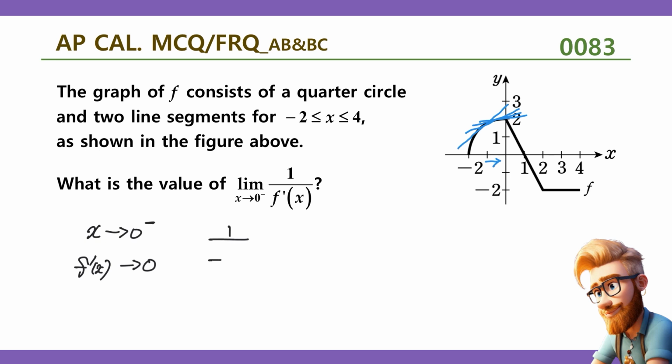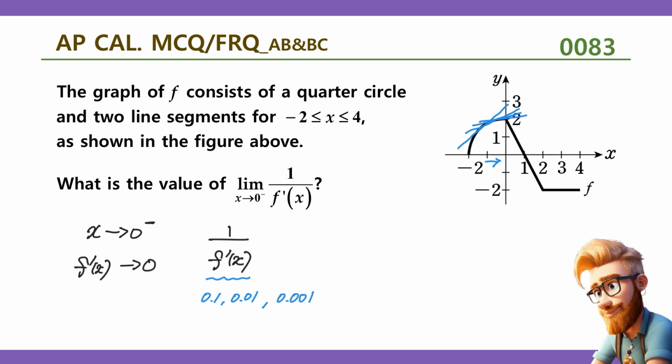1 over f prime x. The slope value right here is 0.1, 0.01. It approaches 0 from positive values. Remember, positive 1, positive 1/2, positive 1/3, positive 0.1, positive 0.01. So it approaches 0 from positive values, right?